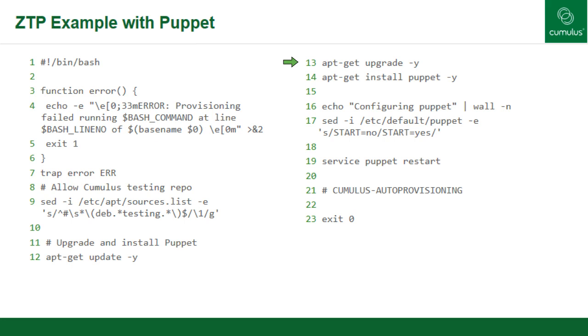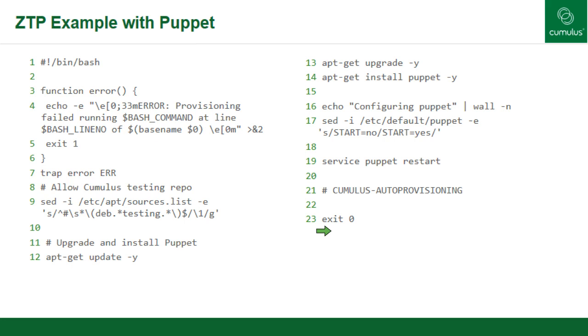And then on line 14, we're installing Puppet, because in this example, we're going to use Puppet to configure our switches. Line 16 is just letting you know, configuring Puppet. Make sure it starts on boot. We restart Puppet, which will trigger a Puppet run. Line 21 is the important Cumulus auto-provisioning comment. You can see it's commented out because Bash obviously would not know what to do with this string. But this does tell Cumulus Linux that you are allowed to run this script. And then it exits with exit code 0.